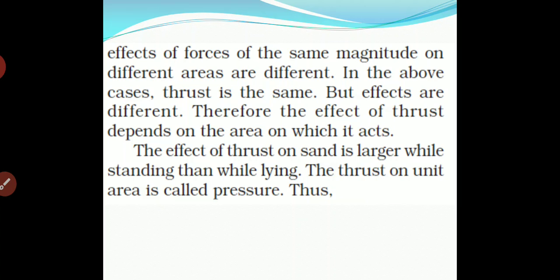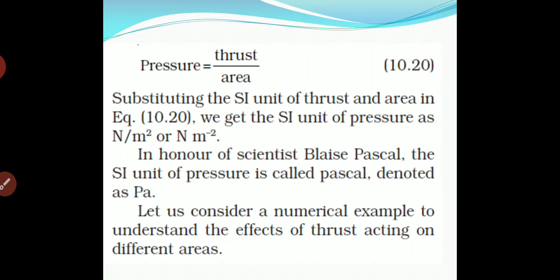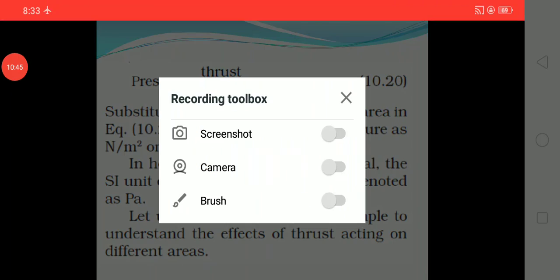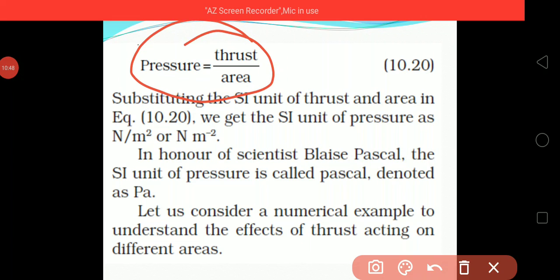So the thrust effect depends on the area on which it is acting. The effect of the thrust on the sand is larger while standing than while lying. The thrust on a unit area is called pressure. So we can say that thrust on a unit area is called pressure. Thus our formula will be pressure is equal to thrust upon area.